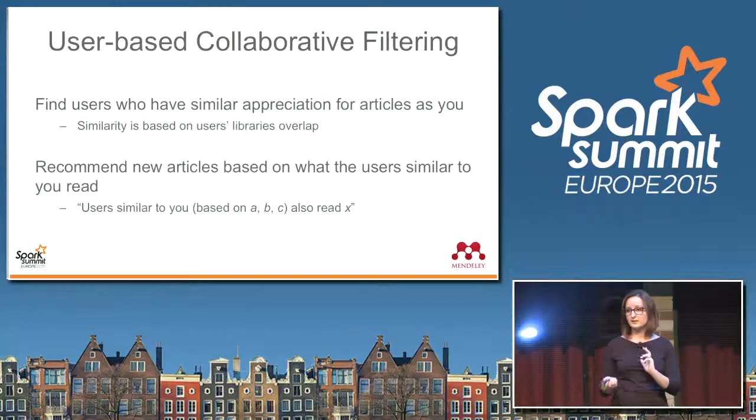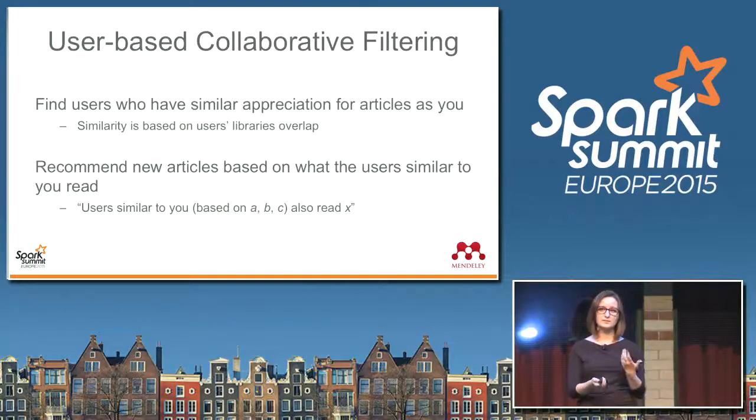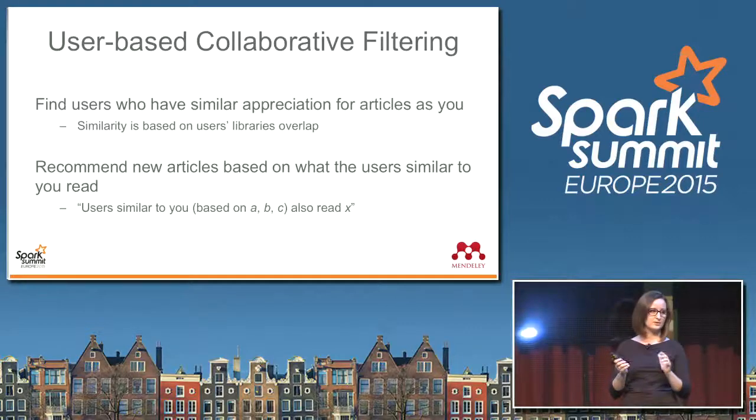User-based collaborative filtering is very similar, but rather than finding similar items, you're looking for similar users. So you look for users with whom you have a lot of overlap in what you read, and then you look at what else they're reading, and you recommend that to the user.